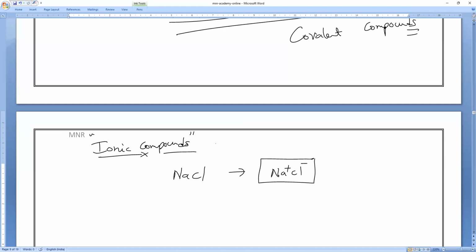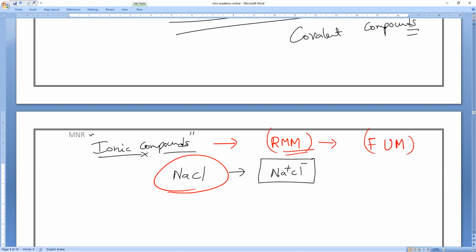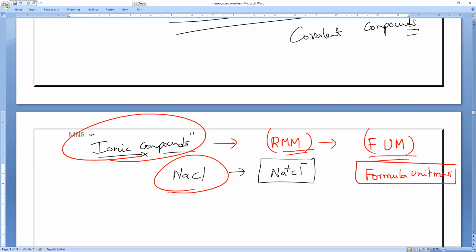What is the mass if I take one formula unit of sodium chloride? Listen, for ionic compounds it is also RMM only, but you should not call it RMM. You should call it FUM, formula unit mass. For ionic compounds, RMM turns into FUM. Nothing else will change.